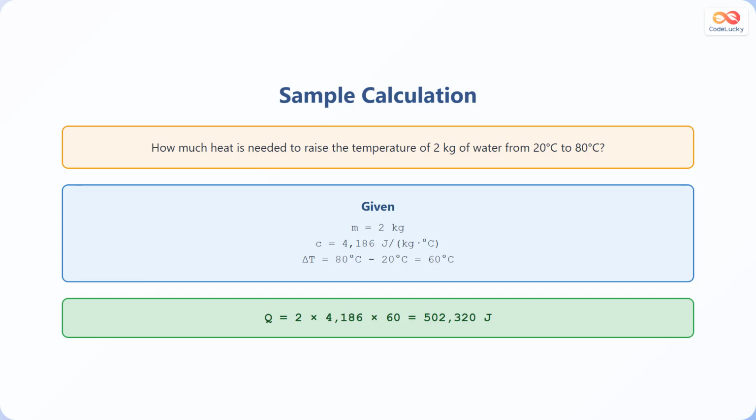Using the formula Q equals m times C times delta T, we get Q equals 2 times 4,186 times 60, which equals 502,320 joules. This is the amount of energy required.